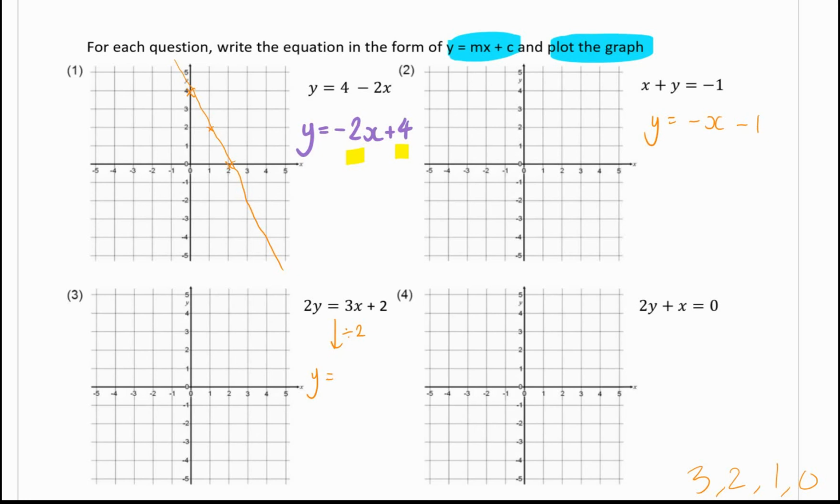Here, the y intercept is minus 1, so we're going to start here. The gradient is also minus 1, so 1 square across, 1 square down. Carry on that, and then we have enough points to put our line together. So these will all be straight lines, which makes it a bit easier.